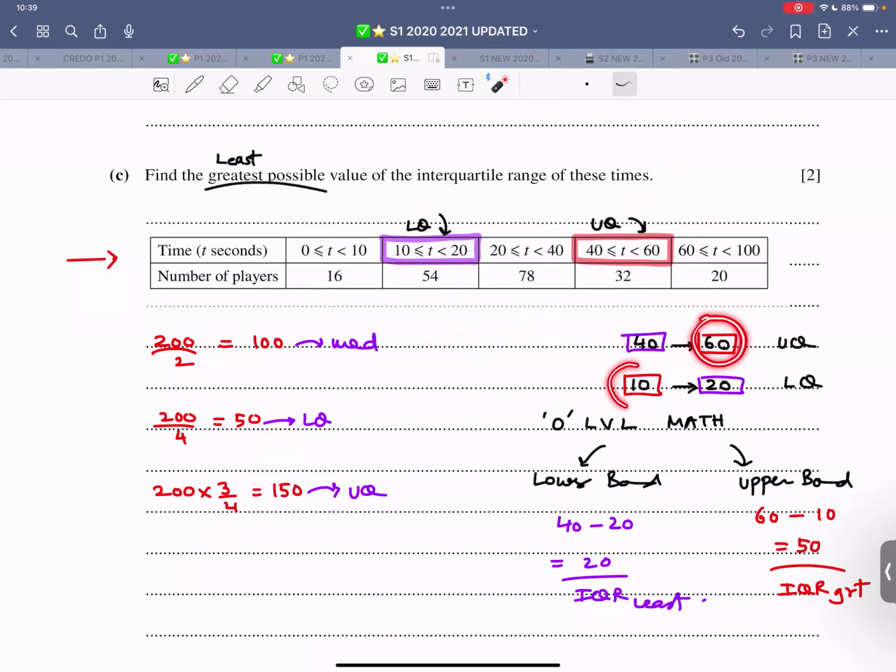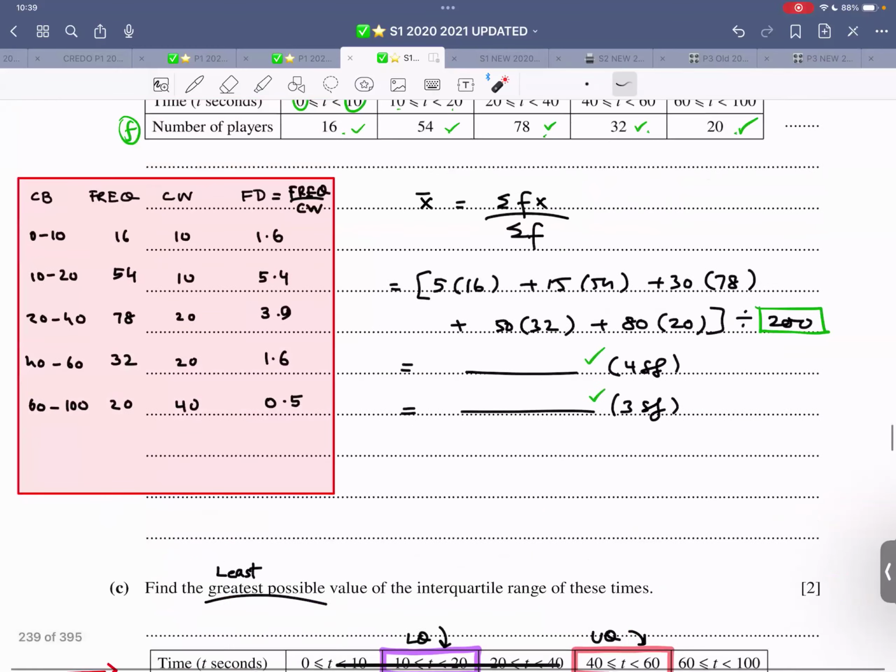Take the highest value, take the least value, upper bound, lower bound. The highest value would be 60 minus 10. That will give me 50. If they ask for the least, that would be 40 minus 20. That would be 20. That's how this particular part is done.